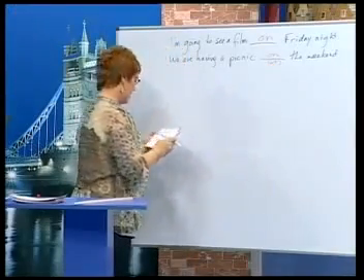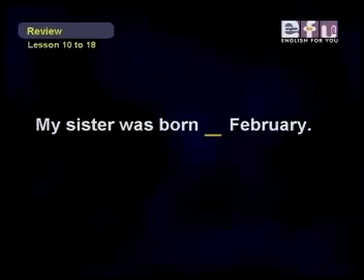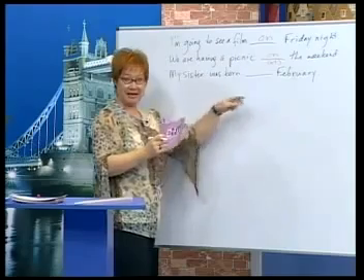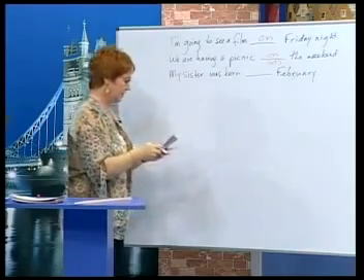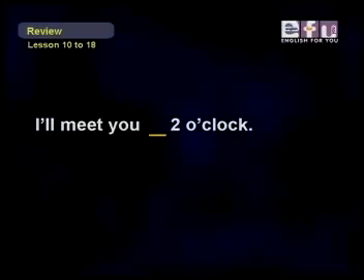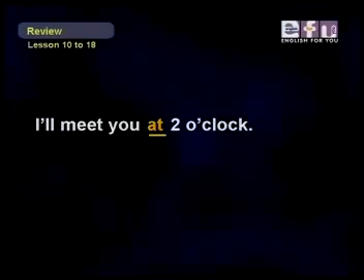Okay, now here's another one. My sister was born February. Okay, my sister was born. This is her birthday. Okay, this one is for Ali. My sister was born in February. In February, yes, in February. Okay, here's another one. I will meet you 2 o'clock. This one is also for you, Ali. I'll meet you at 2 o'clock. Yes, I will meet you at 2 o'clock.